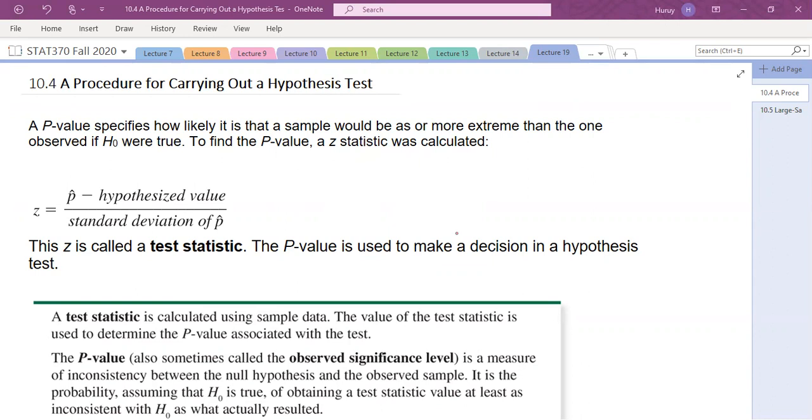Hello, this is lecture 19 and welcome to this lecture. In this lecture, we will be talking about how to carry out a hypothesis test.